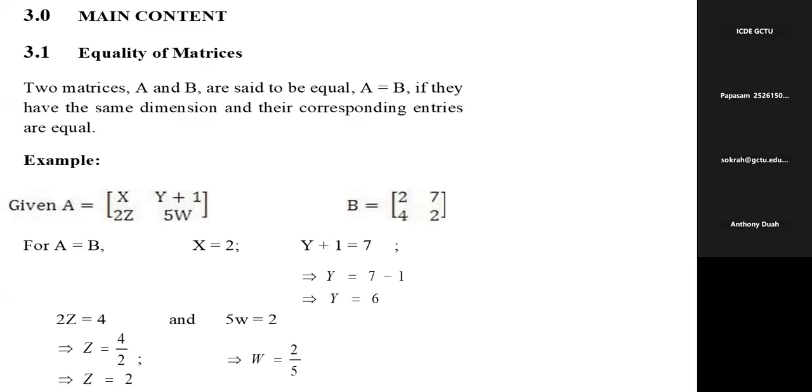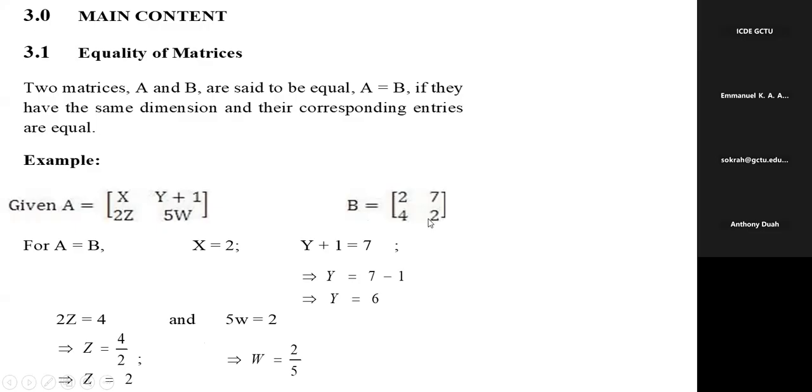Please, do you understand what I am doing? Yes, sir. Nice one. Then 2Z is in the same position as 4, and so it means 2Z is equal to 4. And so we make Z the subject. We divide through by 2. So Z will be equal to 4 over 2, and that will give us what? 2.